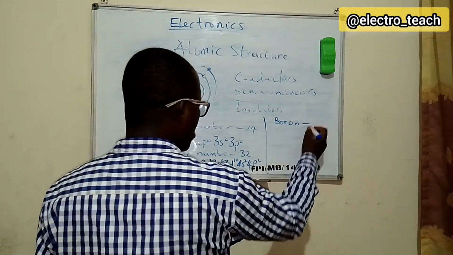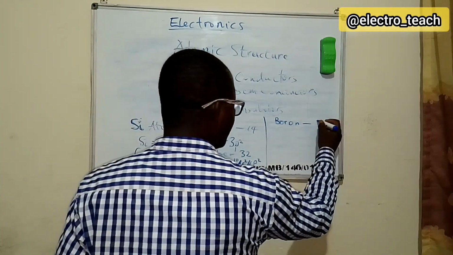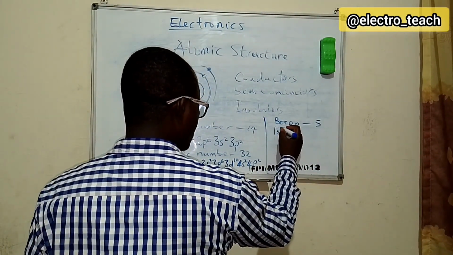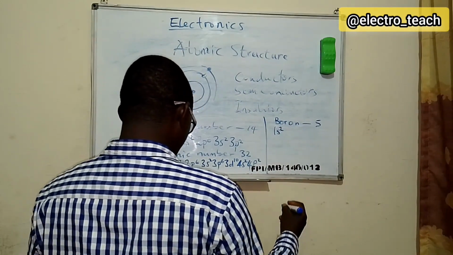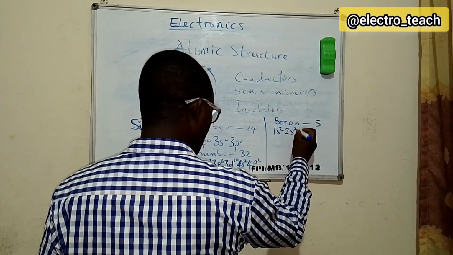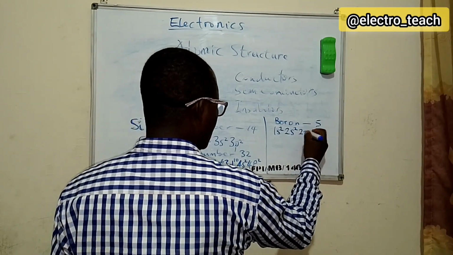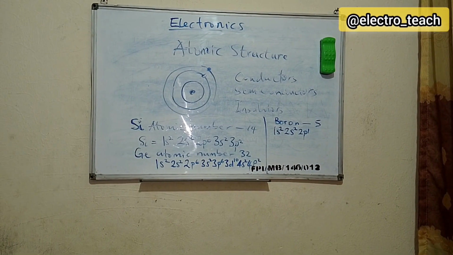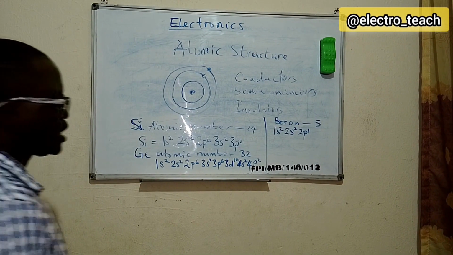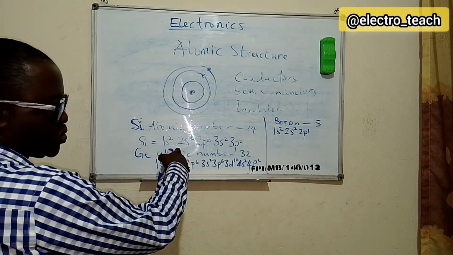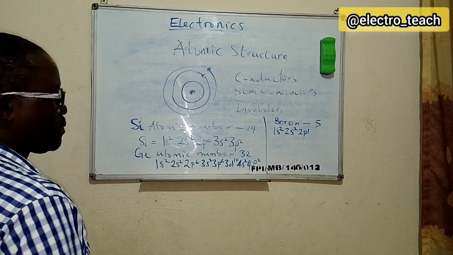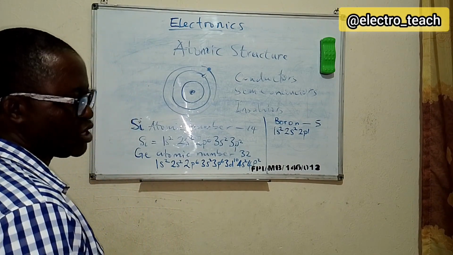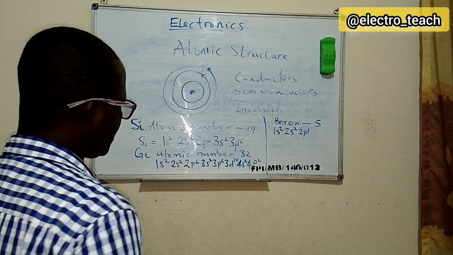Boron, the atomic number of boron is 5. And the electronic configuration is 1s2, 2s2, and then 2p1. That is for boron, 5 electrons. Also, we are interested in aluminium. Aluminium is a group 3 element, a metal that is also used in doping semiconductors. So we are going to talk about doping in a subsequent lecture. So please watch out on this channel for the lecture on doping.